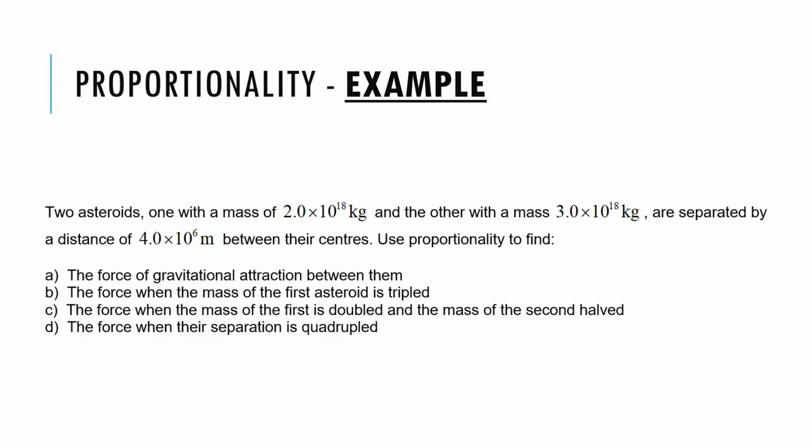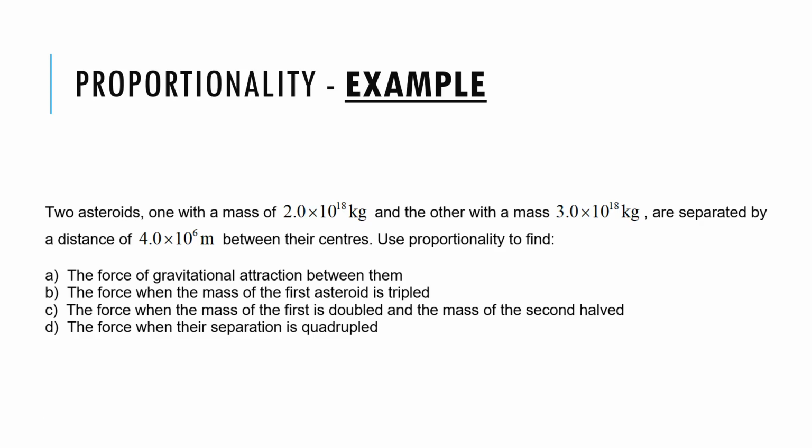So anyway, in this example, we have 2 asteroids. One has a mass of 2 times 10 to the 18 kilograms, the other has a mass of 3 times 10 to the 18 kilograms. And they're separated by a distance of 4 million kilometers, or 4 times 10 to the power of 9 meters.